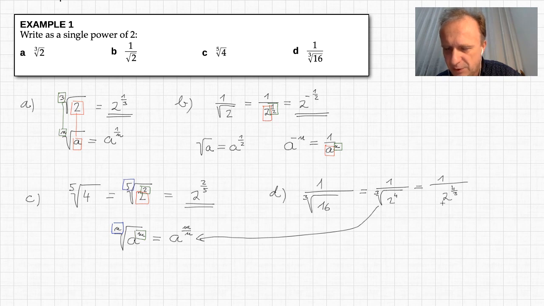Okay, so the only thing that's left here is to replace this fraction by a single power of 2, and this time again let us use this formula here, that a to the power of negative exponent minus n is 1 over a to the power of n. So using this, we can rewrite it as 2 to the power of minus 4/3. And this is the answer.